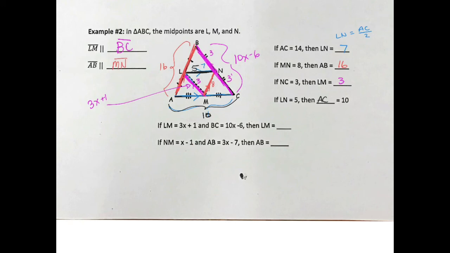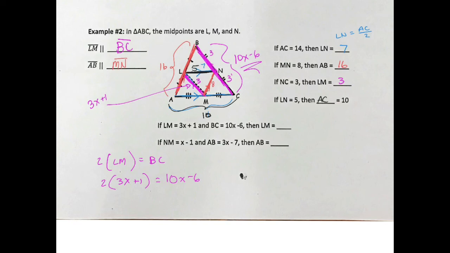Well, I know that the midsegment is equal to half of BC. Or the other way of saying that is if I took that midsegment and multiplied it by 2, so 2 times LM, that should be equal to the same thing as BC, right? When LM was 3, BC was 6. So that should make sense, that BC is LM multiplied by 2. So I'll do the same thing, but LM is going to be 3x plus 1. And BC is going to be 10x plus 6. Oh, sorry, minus 6.